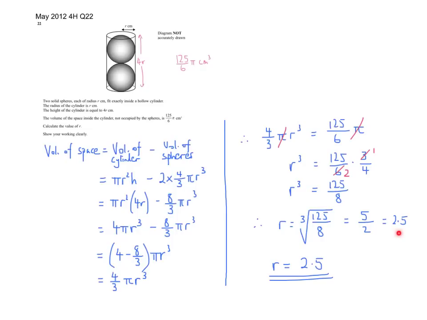I go back to the question, and it says the radius of the cylinder is r centimetres. So r's just a value; it doesn't have units because that's the way the question is set up. So my final answer is r equals 2.5.